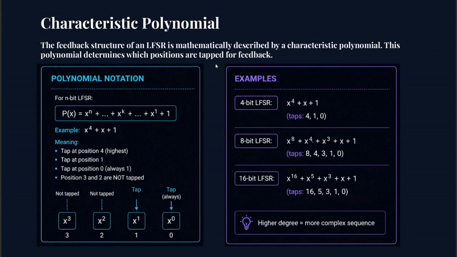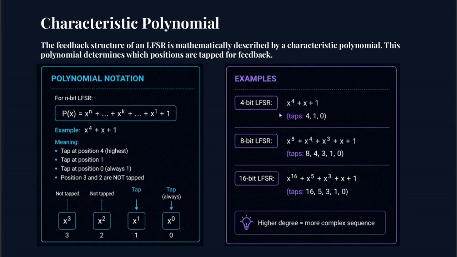This polynomial defines which positions are tapped for the feedback generation. The general formula is P(x) = x^n + ... + x^k + ... + 1. Now consider the example, that is x^4 + x + 1. This means there is a tap at position 4 and another tap at position 1, and the constant 1 is always included. The positions missing from the polynomial are not tapped.